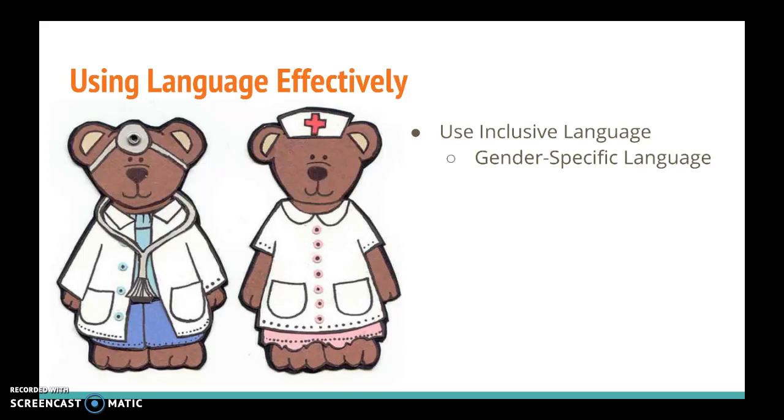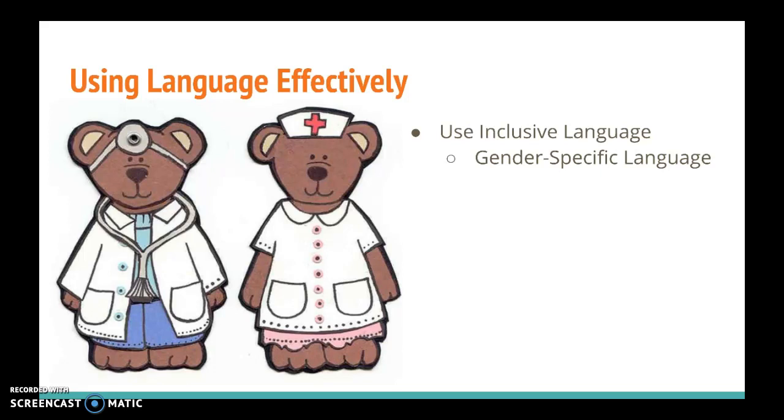We want to avoid, for example, the use of the generic he or the use of man where we could use human. As an example, we could say that if a student needs to study, he could go to the library. But that's gender-specific language, right? We are assuming that the student who needs to study is male. Instead, we could say if students need to study, they could go to the library.